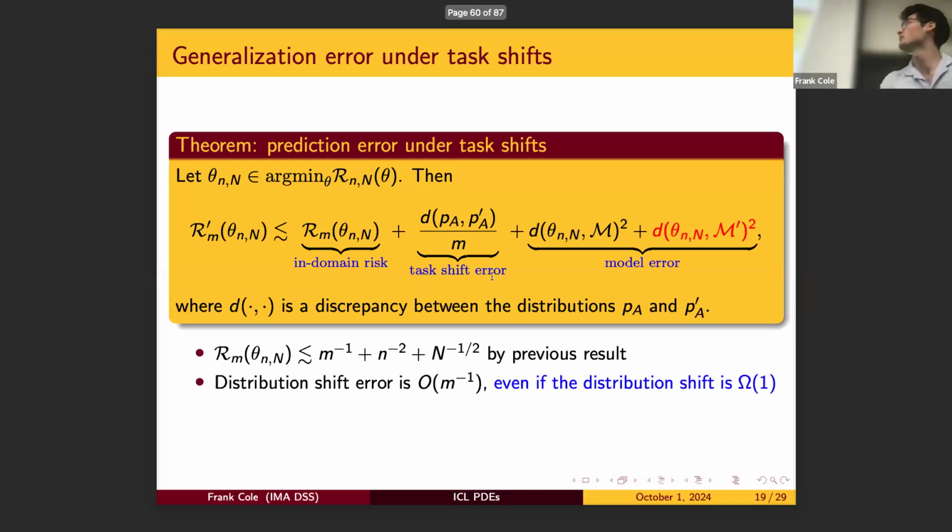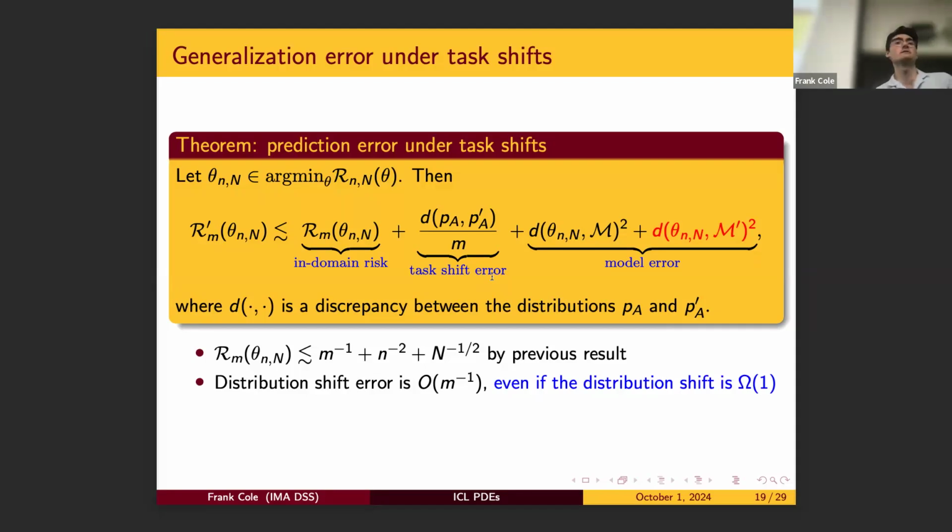I think the most exciting part of this bound is the second term, which quantifies the error explicitly incurred due to the distribution shift. It's of the form: some discrepancy between the pre-training and downstream task distributions, divided by the prompt length M at test time. So the distribution shift error is going to be order 1 over M, even if the distribution shift itself is order 1. I think that highlights the ability of these transformers to adapt to downstream tasks.